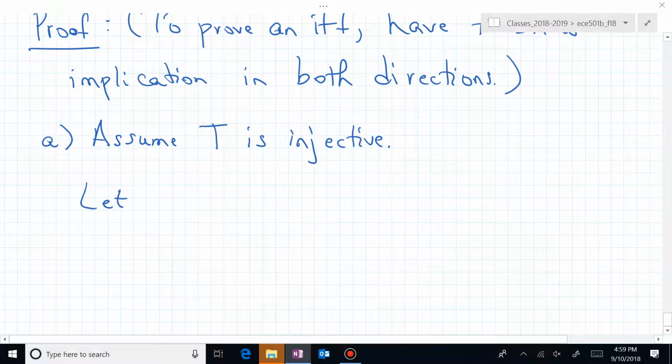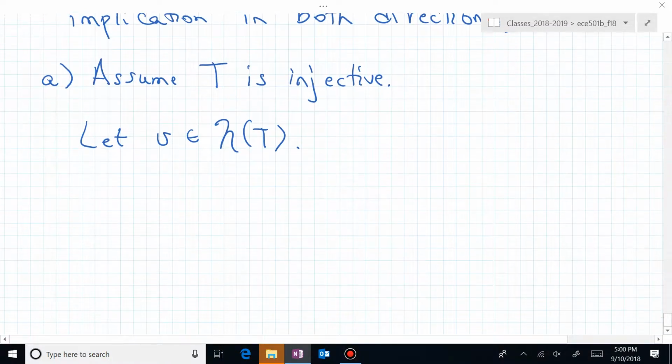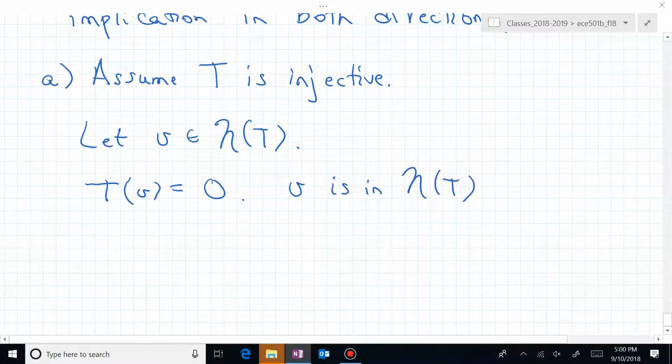Now, let's just pick a vector in the null space of that linear map. And this is arbitrary. Let's just pick a V. So now we let V belong to our null space. What does that say? Well, that says then that T of V is equal to what? 0. We know that because V is in the null space. We said let V be in the null space. So now T of V is equal to 0.